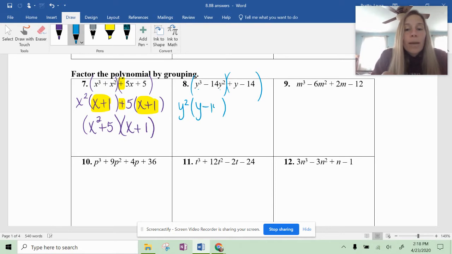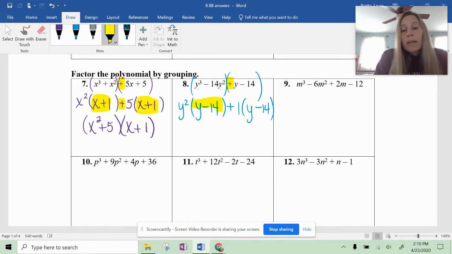And then we have y minus 14 left. On the second parenthesis, there's nothing we can take out, so it's just going to be a 1, and it's going to have that plus sign because that plus is right there. And we're left with a y minus 14.